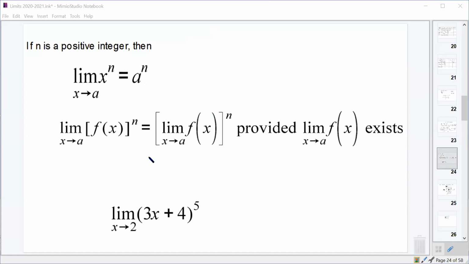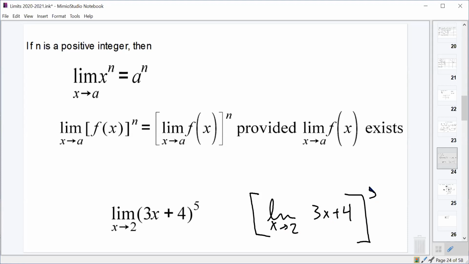Okay. So this one down here can be rewritten if we want to as the limit as x approaches 2 of 3x plus 4, and then raised to the 5th power. And once again, that doesn't seem like it's super useful at this point, but when we start dealing with trig functions, it's going to be very useful. Simple, basic, easy rule.